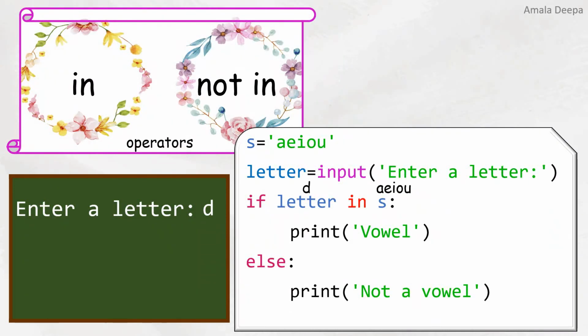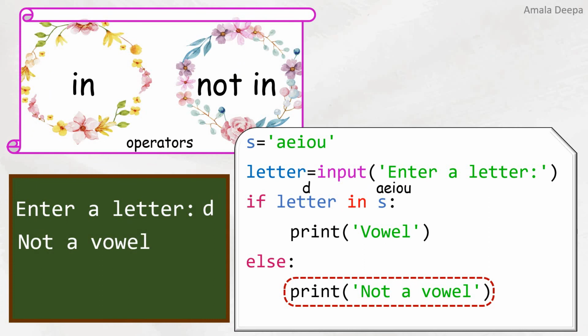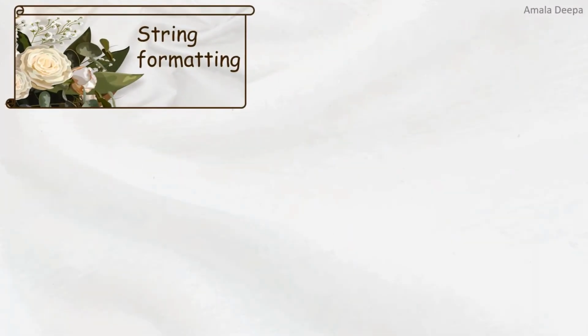So the control will pass to the else part and it will do this print statement which is in the else part. Print not a vowel. So therefore the output will be not a vowel. So here I have given you an example for the in operator. In the same manner, you can use the not in operator also. Next, we will move on to the next topic, which is string formatting.